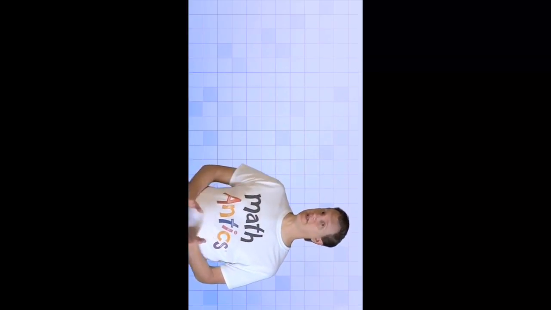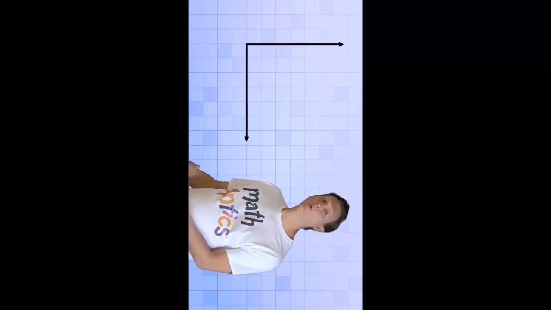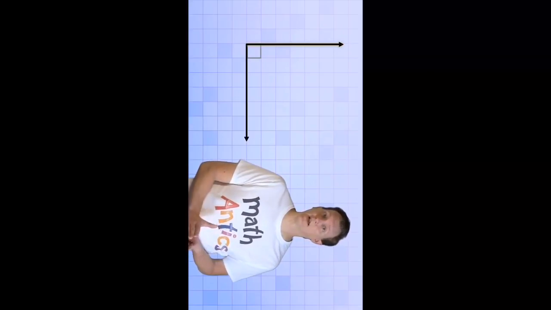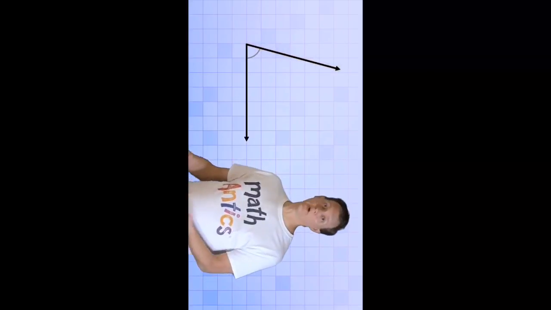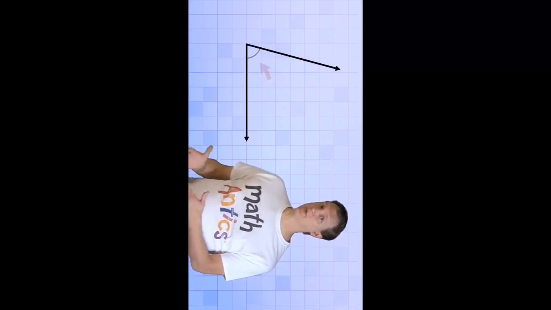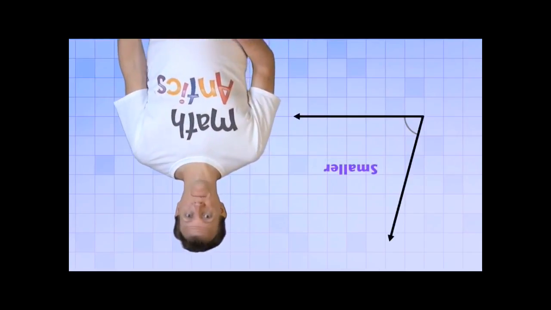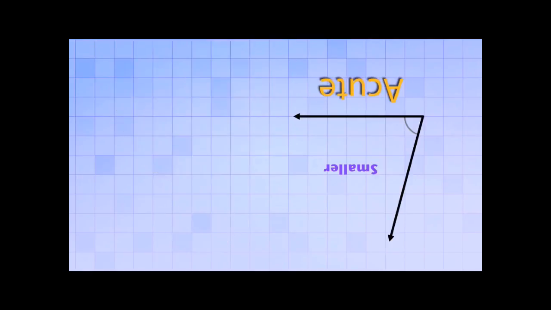Okay, now that you know what a right angle is, let's look at a simple one that's made from just two rays. What will happen if we take the ray pointing up and rotate it like the hand of a clock, a little bit to the right, a little bit clockwise? Well, we don't have a right angle anymore because the rays are no longer perpendicular. Instead, we have an angle that's smaller or less than a right angle. Angles that are less than right angles are called acute angles.